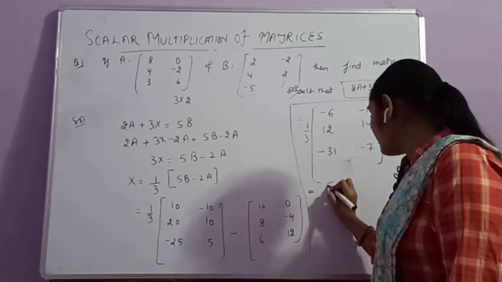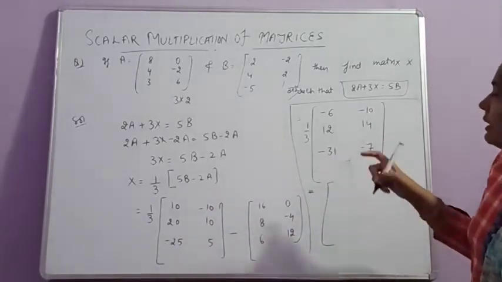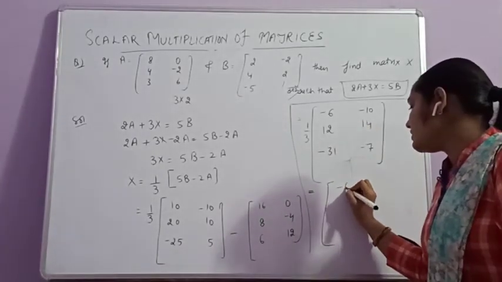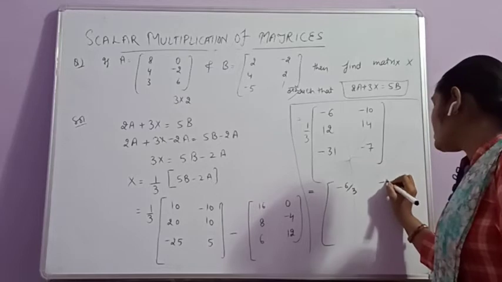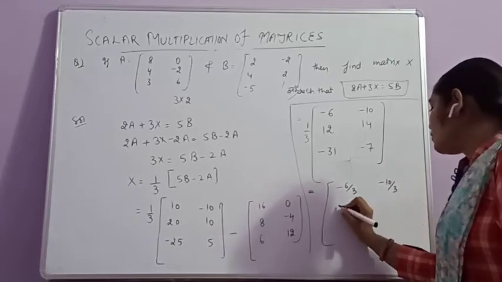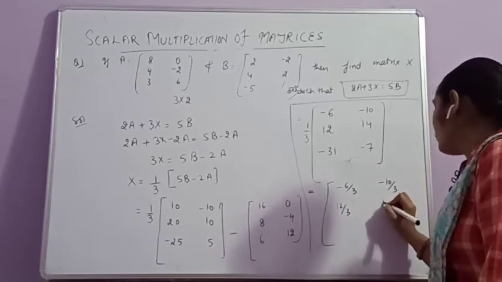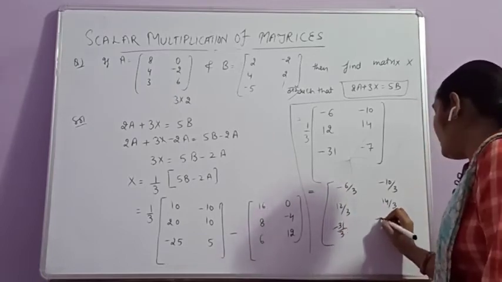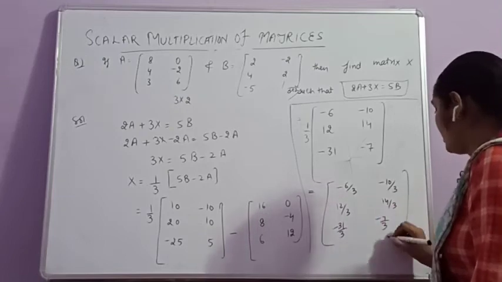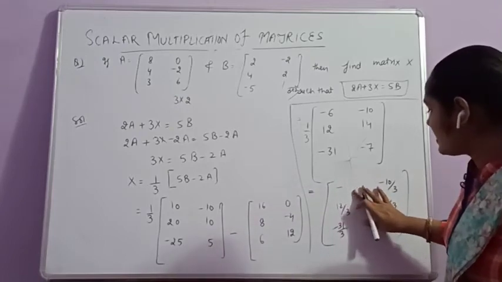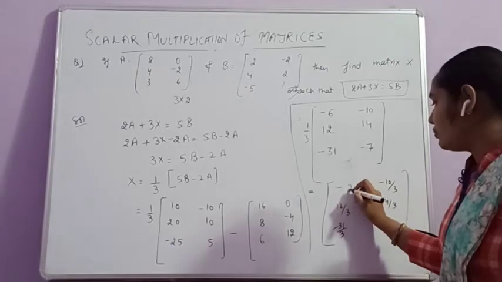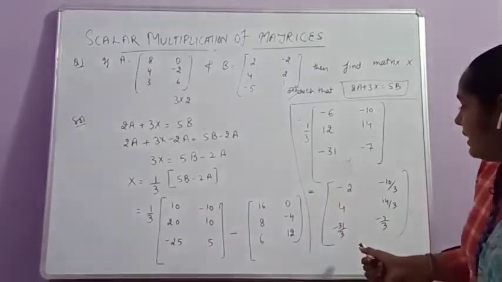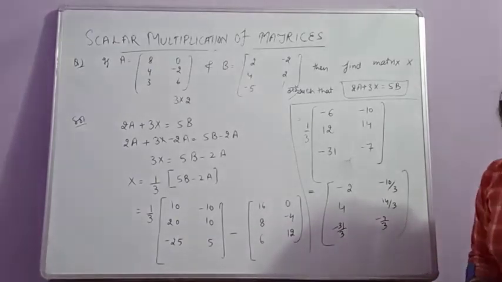Now each and every element of the matrix will be divided by 3. Minus 6 divided by 3. Minus 10 divided by 3. 12 divided by 3. 14 divided by 3. Minus 31 divided by 3. Minus 7 divided by 3. Minus 6 by 3, 3 2s are 6, that is equal to minus 2. 3 4s are 12, that will be equal to 4. That will be the value of matrix X. Clear?